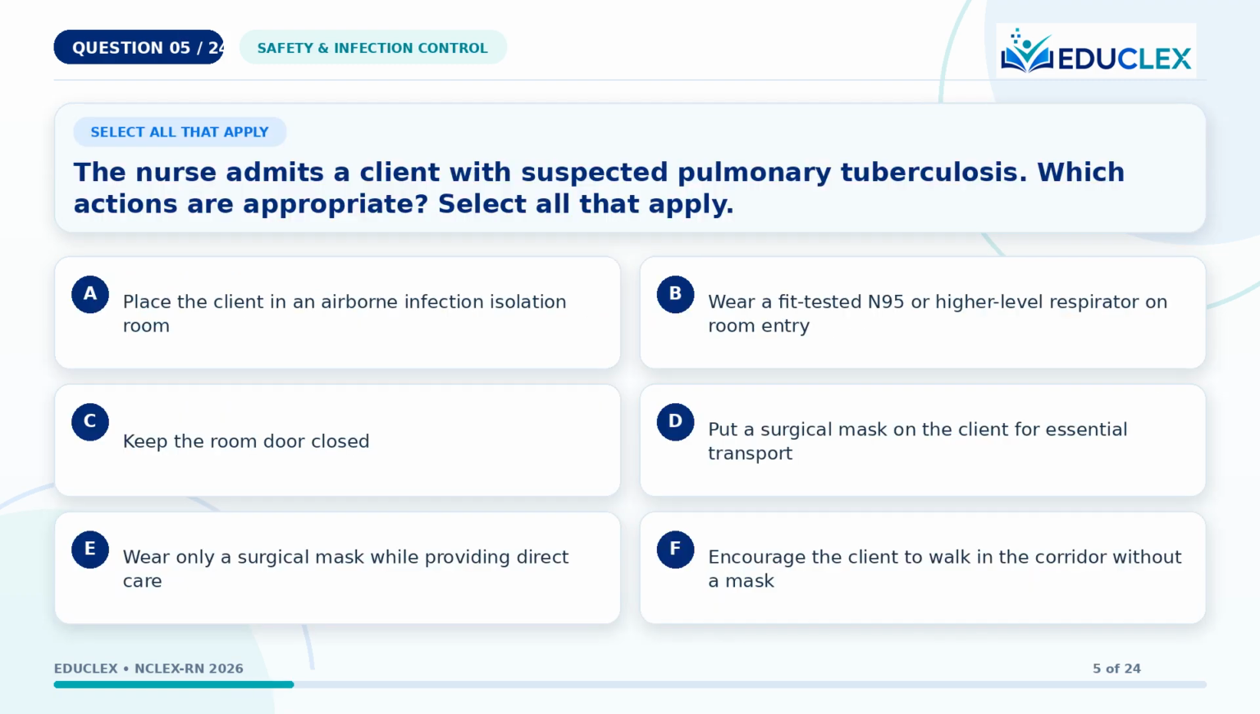Question 5. The nurse admits a client with suspected pulmonary tuberculosis. Which actions are appropriate? Select all that apply. Option A. Place the client in an airborne infection isolation room. Option B. Wear fit-tested N95 or higher-level respirator on room entry. Option C. Keep the room door closed. Option D. Put a surgical mask on the client for essential transport. Option E. Wear only a surgical mask while providing direct care. Option F. Encourage the client to walk in the corridor without a mask.